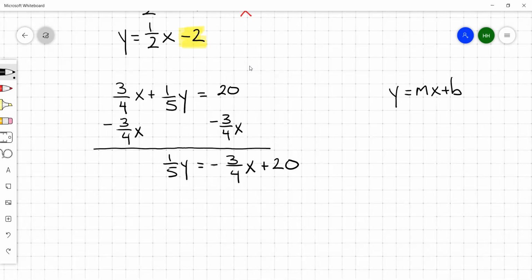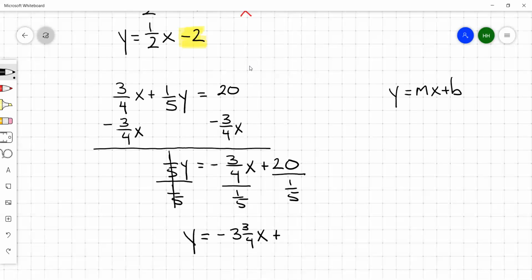All right, so we got to get the y by itself, so we're going to divide everything by 1/5. And hopefully you've got a calculator. These 1/5s cancel. So y is equal to, if you don't know how to type fractions in your calculator, let me know. We're going to go negative 3/4 divided by 1/5. That is negative 3 3/4 x plus. Now, this negative 3 3/4 x, does anybody have that in their calculator?